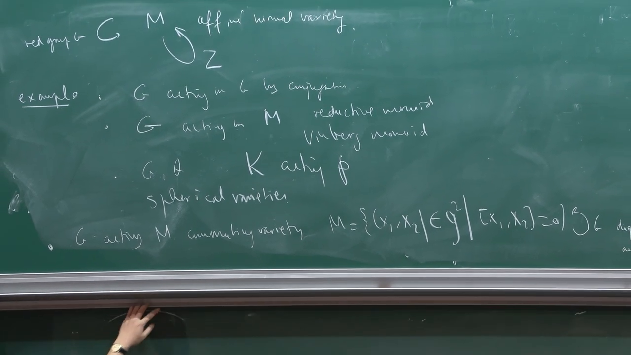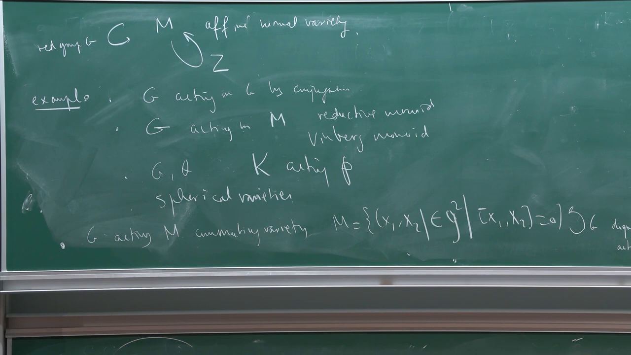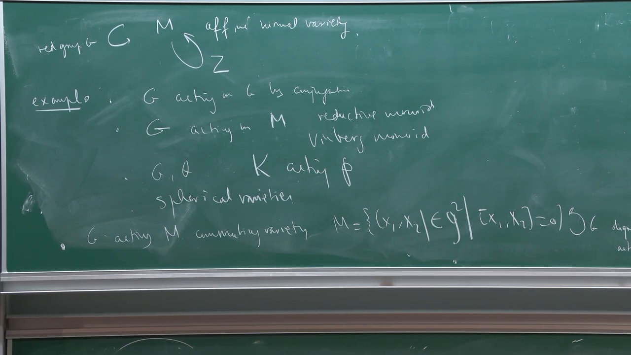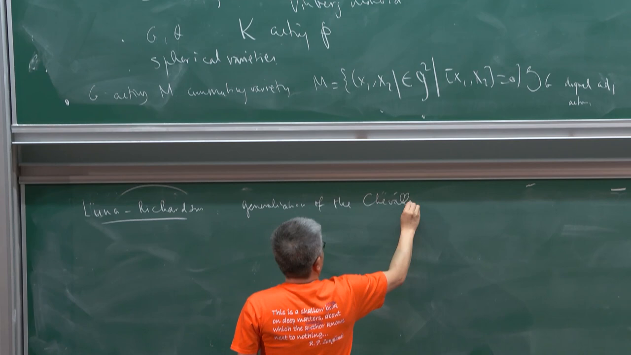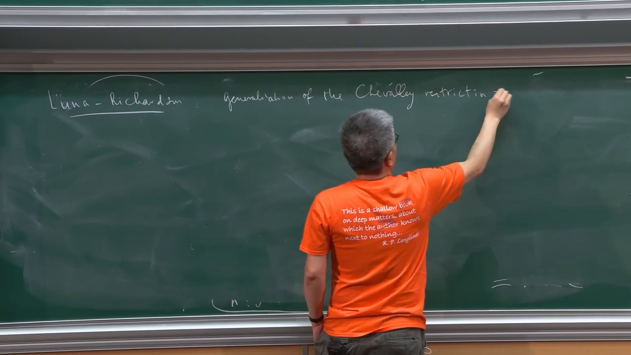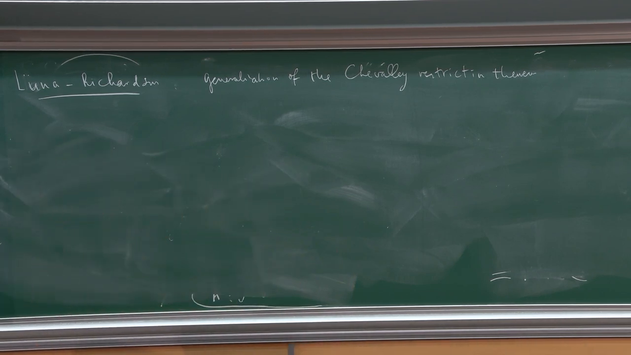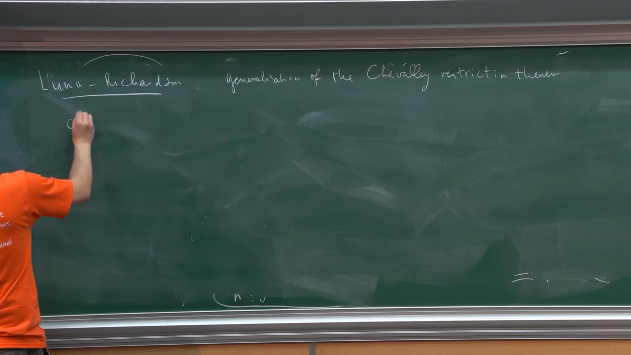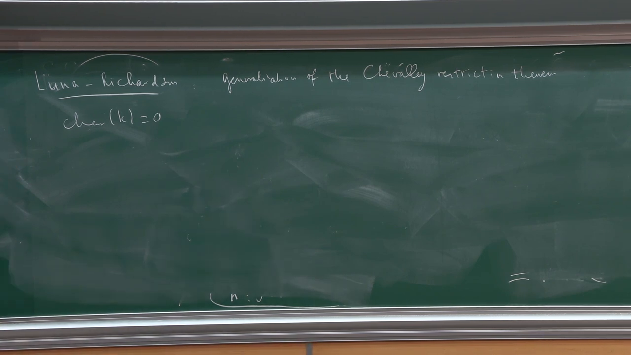All right, so that is the kind of example we want to set out. And of course, there are other examples, but one framework that is really perfect for this kind of study is the paper by Luna and Richardson, on the generalization of the Chevalley restriction theorem. For some technical reason, Luna and Richardson assumed that the characteristic of k is 0. So we cannot use it for finite fields, but I think it's fairly technical, and if you work enough, you can remove that assumption in many cases. But for the time being, just stick with this.